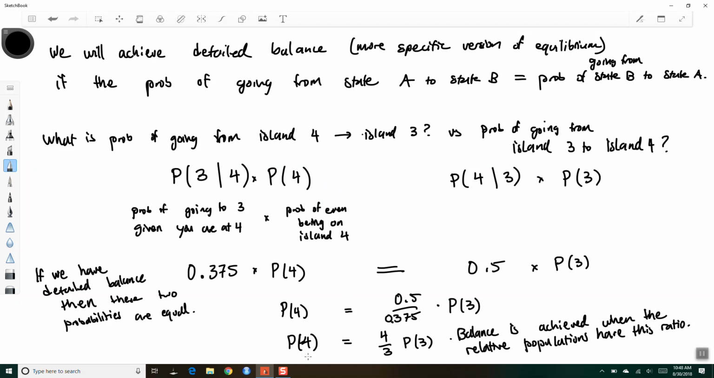And this is just looking at one pair of islands, island 4 and island 3, and seeing that balance happens at this point, right? So I just want to check and make sure that this indeed is okay. All right. And okay, so this is the Metropolis algorithm for this discrete island hopping example case.